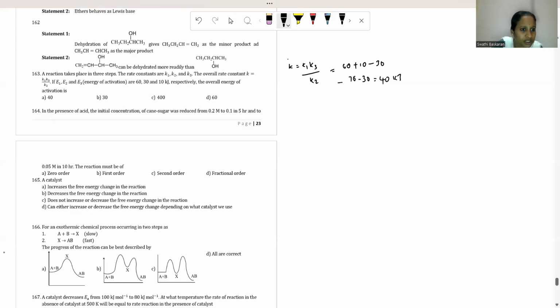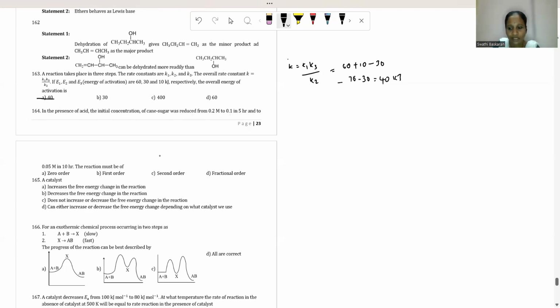So option A is correct. Now coming to the next question. In the presence of acid, the initial concentration of cane sugar was reduced from 0.2 molar to 0.1 in 5 hours and to 0.05 in 10 hours. The reaction must be of which order?